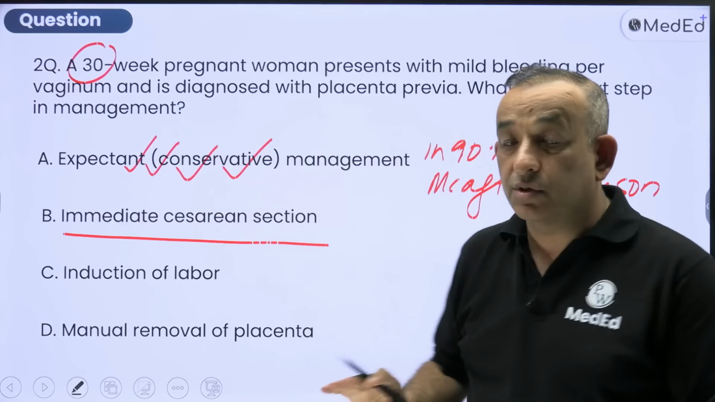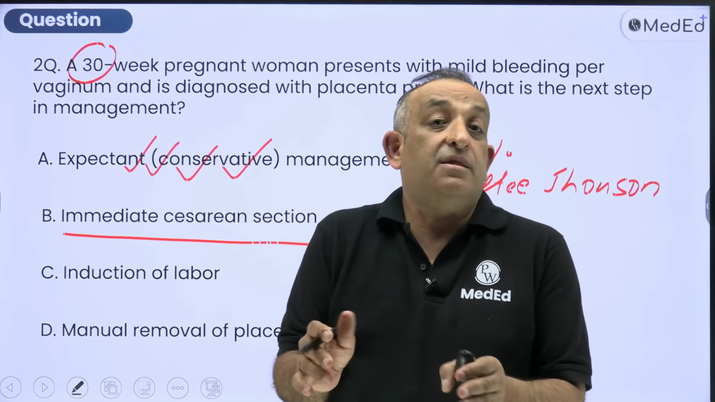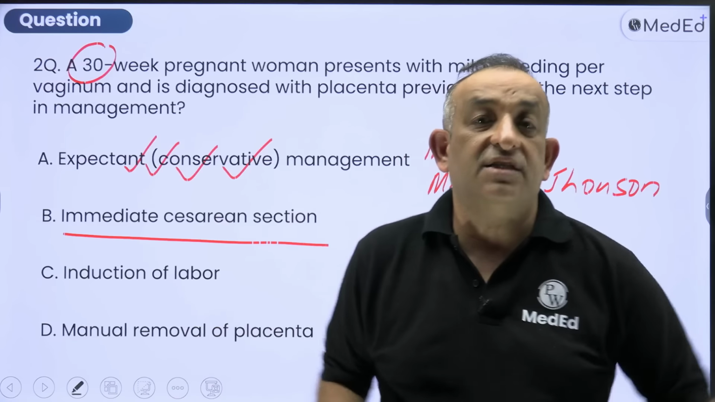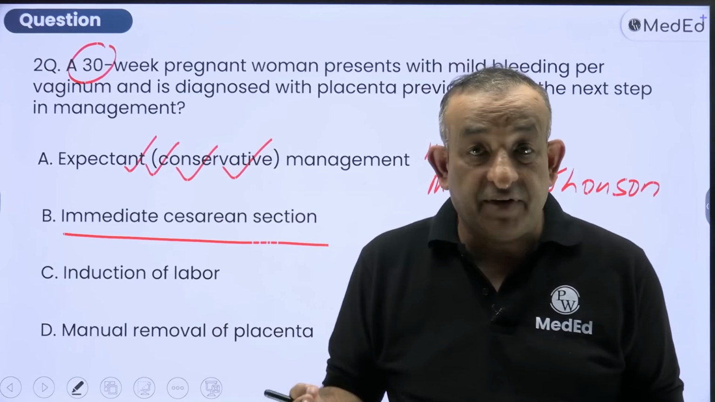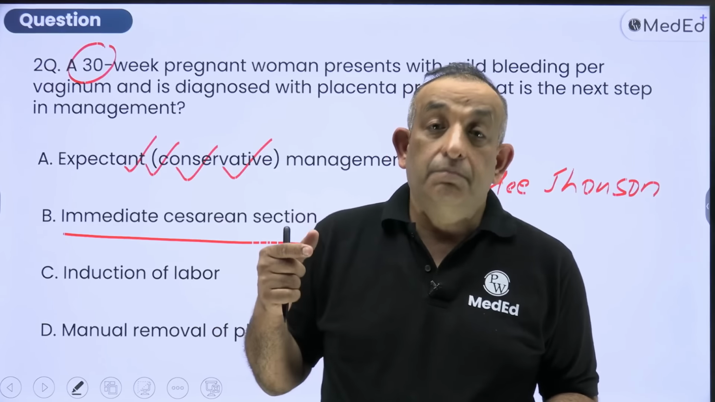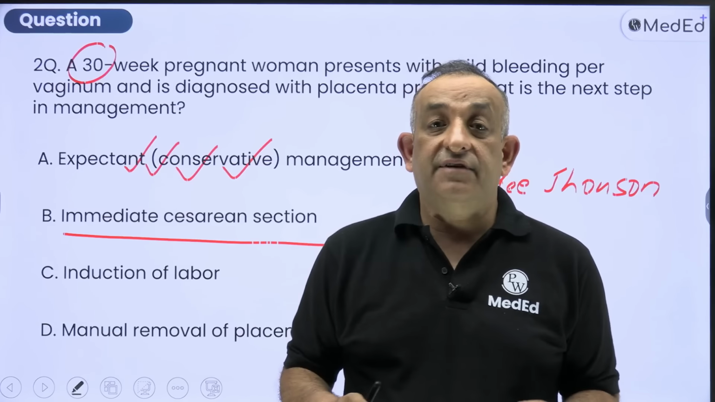Yes, this is the answer. Don't get confused. I'm saying, if you're doing conservative management and the baby is dead, there's no point doing the conservative management anymore. Or the baby has a severe anomaly like anencephaly, or the woman is bleeding excessively. In all these cases you will not do the conservative management.